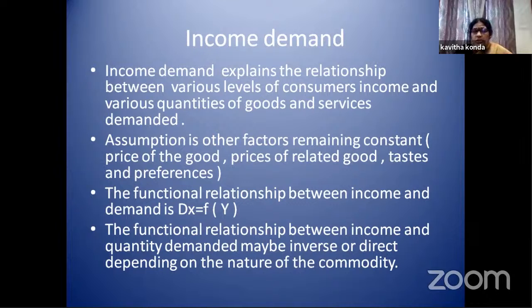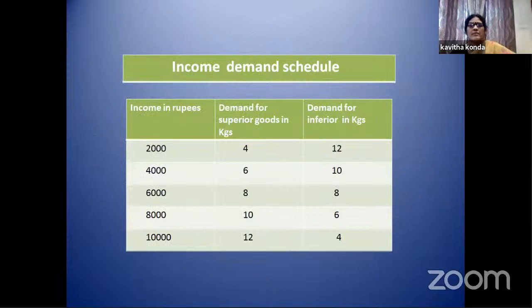So here the functional relationship between income and quantity demanded may be inverse or direct, depending on the nature of the commodity. Depending on the nature of the commodity means the direct relationship can be seen in the case of superior goods, and the inverse relationship can be seen in the case of inferior goods. So the functional relationship can be written as a mathematical expression, Dx = f(Y), where Dx is the demand for commodity X, f is the functional relationship, and Y indicates income. So let us go for the income demand schedule.